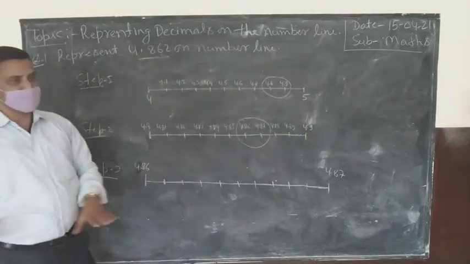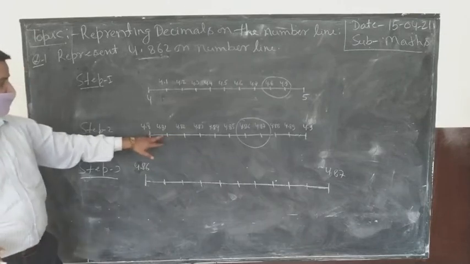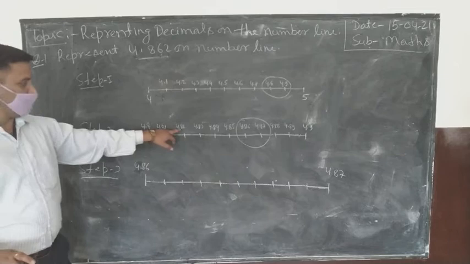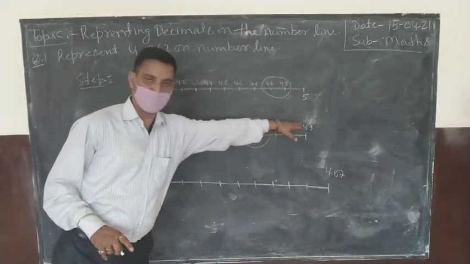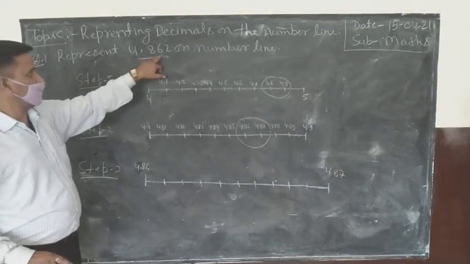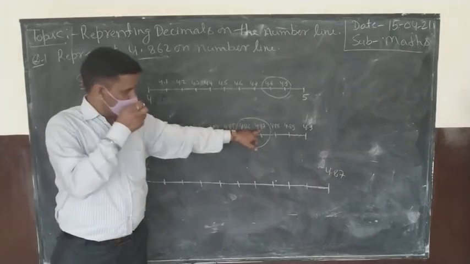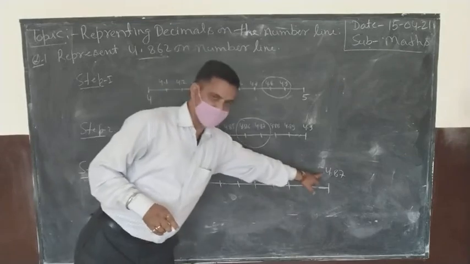Clear? Next, again you will divide this line into 10 equal parts. So then 4.8 here, next 4.81, 4.82, 4.83, 4.84, 4.85, 4.86, 4.87, 4.88, 4.89, 4.9. Again you are doing 4.86, the second digit is 6, 4.86 and 4.87 like this. So this digit you write on the left side and this digit you write on the right side.